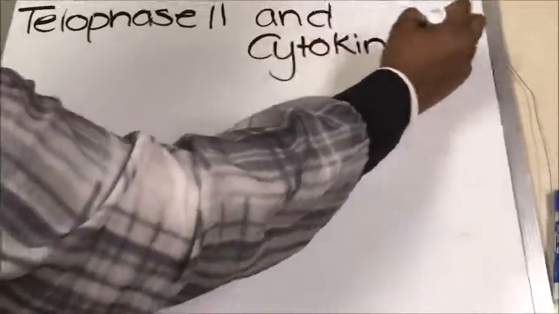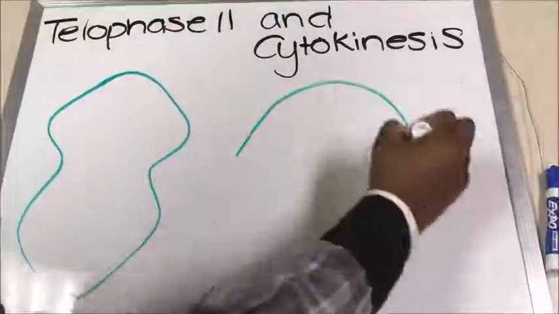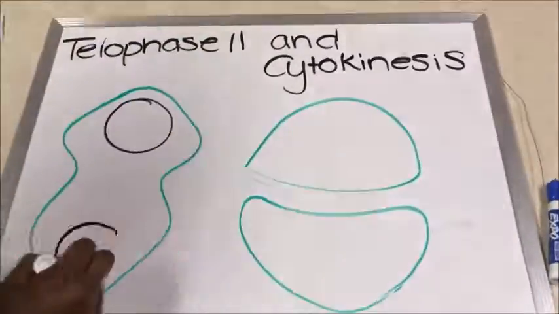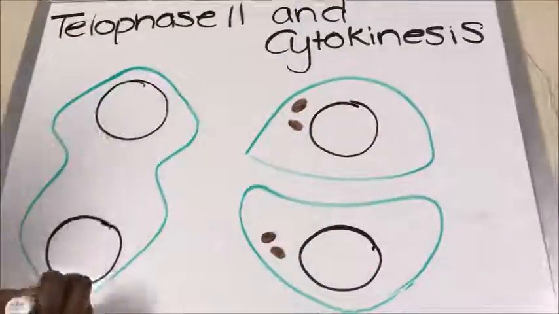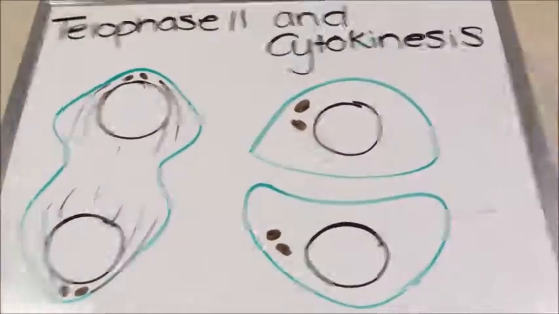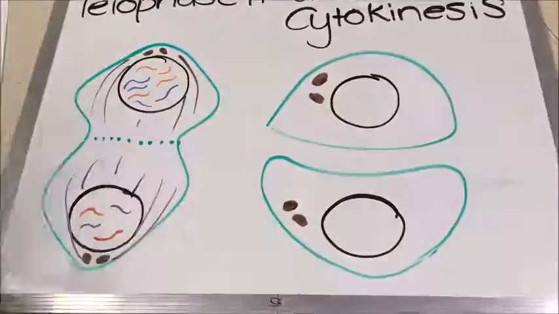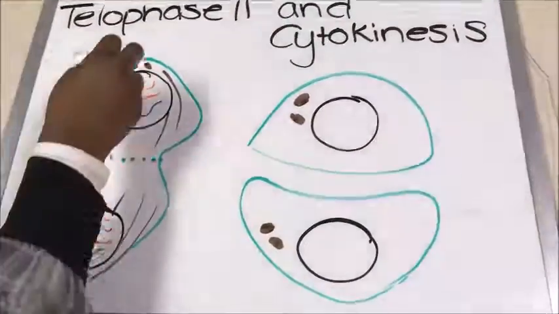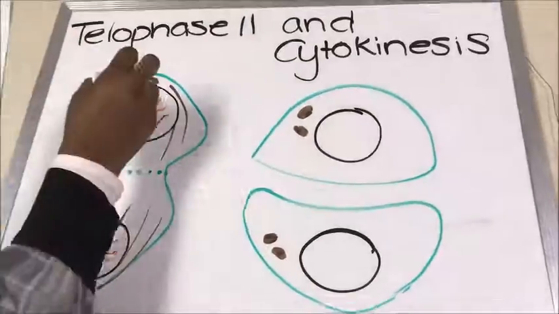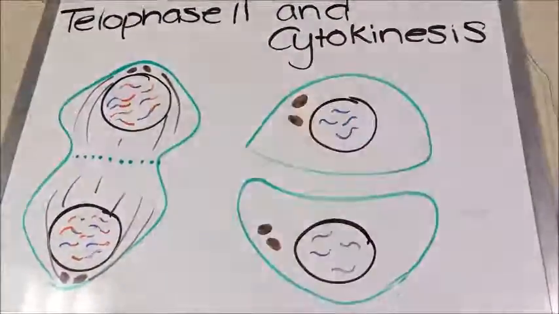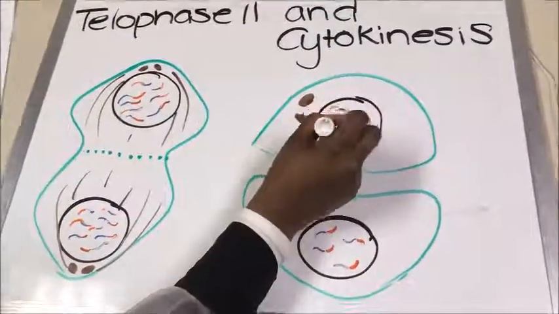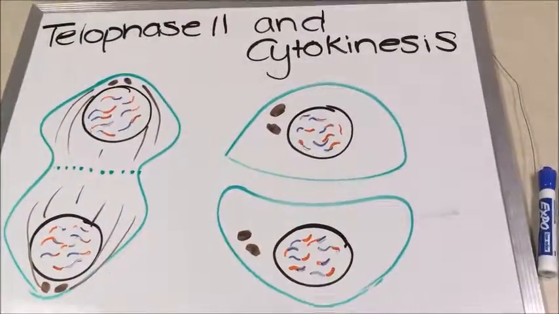It is now time for telophase 2 and cytokinesis. During telophase 2, you will see the nuclear membrane reforming around the chromosomes, and during cytokinesis, the cell membrane will pinch off, which will leave us with 4 new sperm cells. Each sperm cell will contain a different variety of genes from both its mother and father, which will contribute to genetic variation in the eventual offspring.